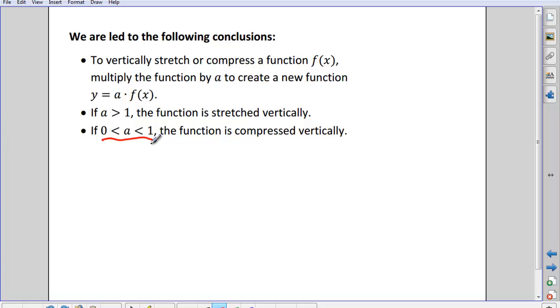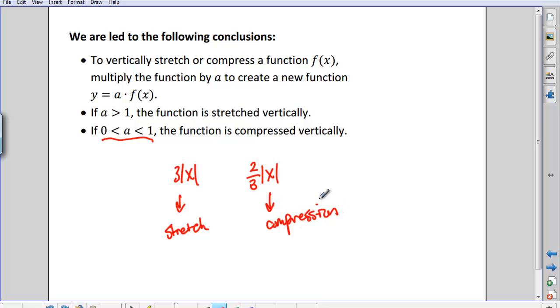So you could say that if you did 3 absolute value x, that would be a vertical stretch. If you did 2/3 absolute value x, that would be a compression because it's between 0 and 1. So this is a stretch. This is a compression. So it all depends on what that value of A is.